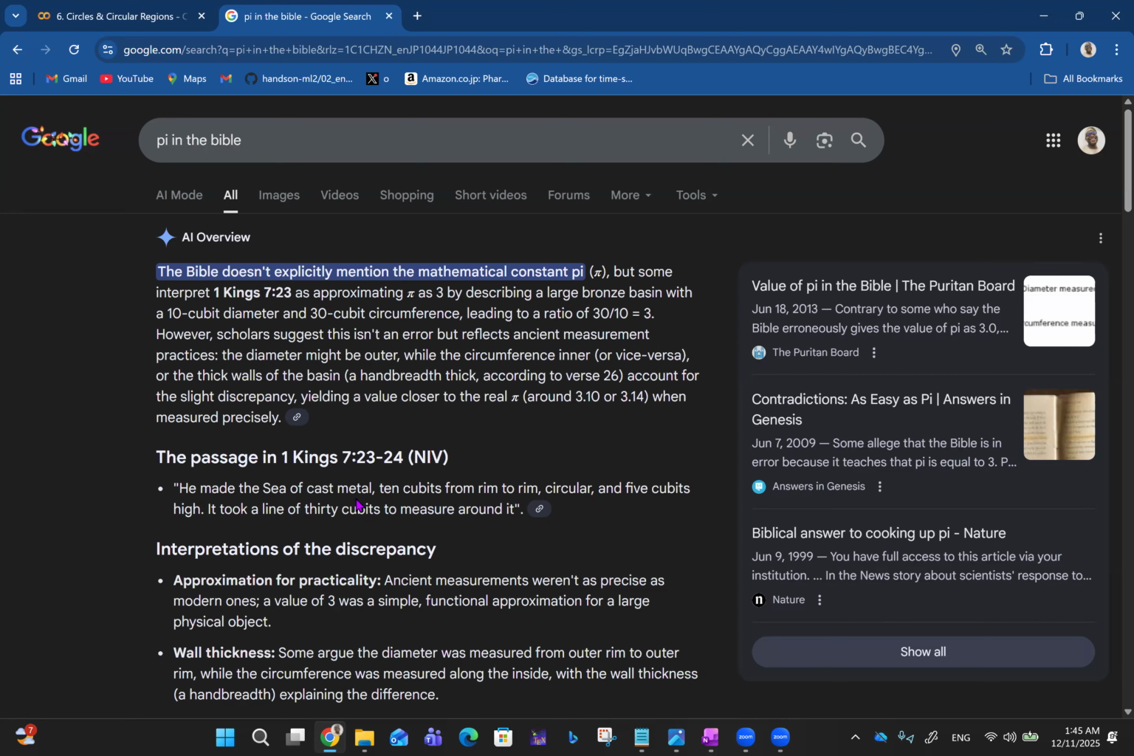So can you see? 10 cubits from rim to rim is like the diameter, right? Of course, it's circular and 5 cubits high. That's three-dimensional, but we're talking about the circular part now. So we have 10 cubits from rim to rim. It took a line of 30 cubits to measure around it.